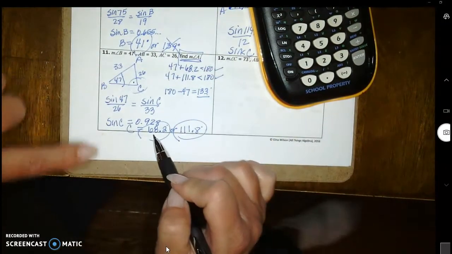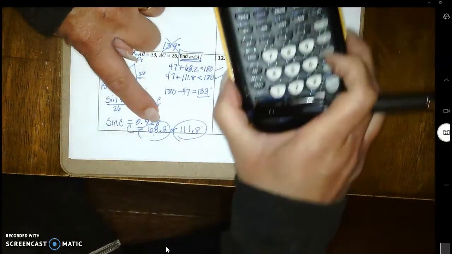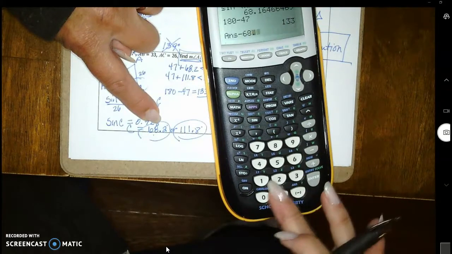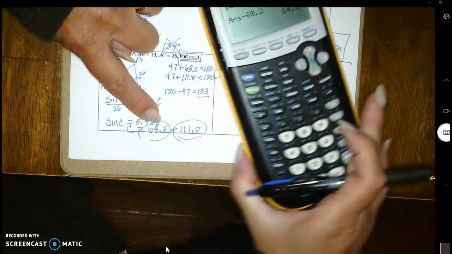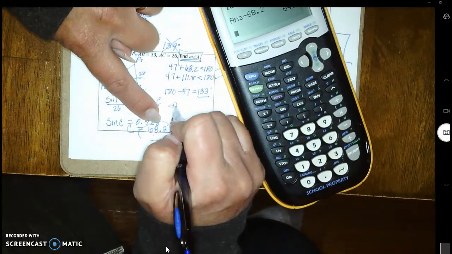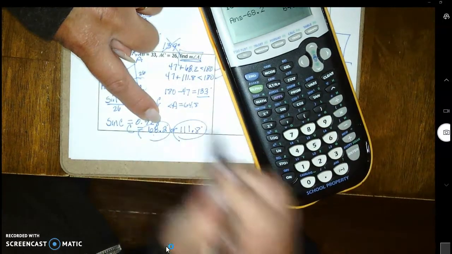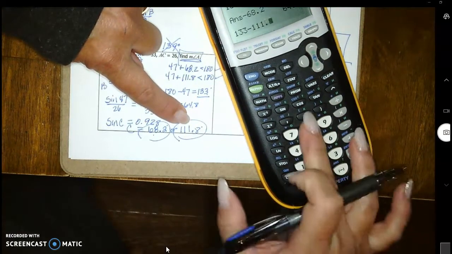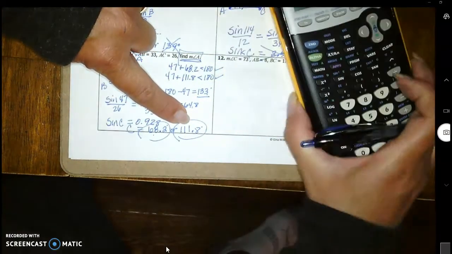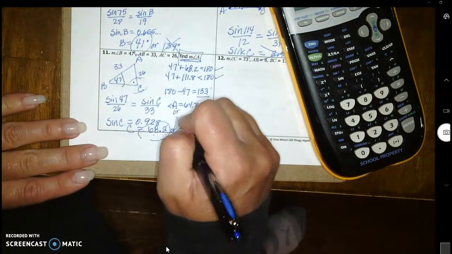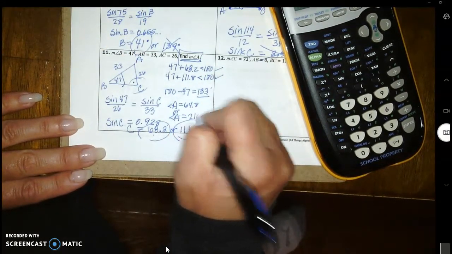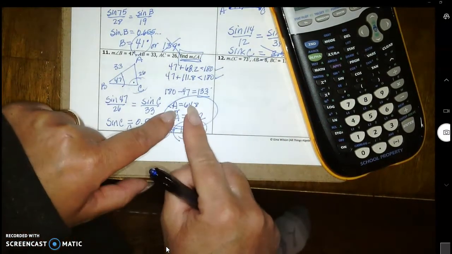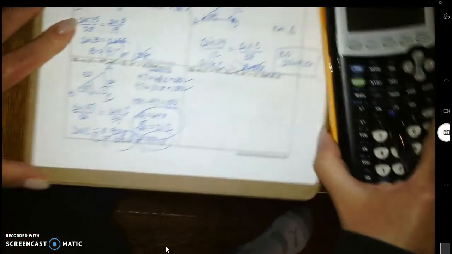If one of my angles is 68.2, if I take 133 and I subtract 68.2, angle A could be 64.8. Or angle A could be 21.2. Okay? And so sometimes you have to do this and then do another step. All right? Hopefully that will help.